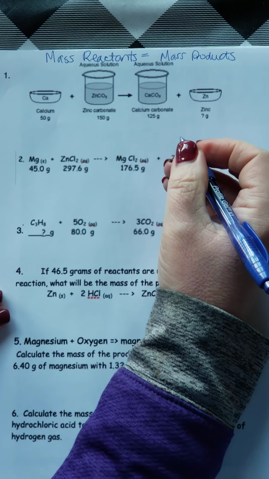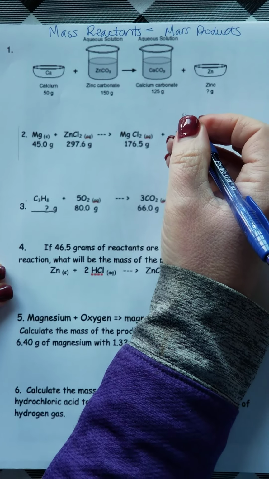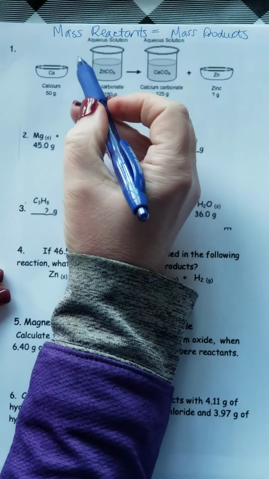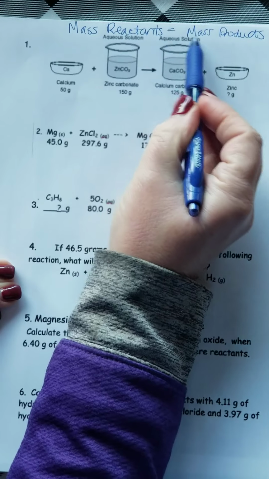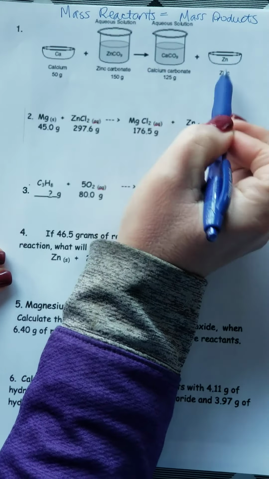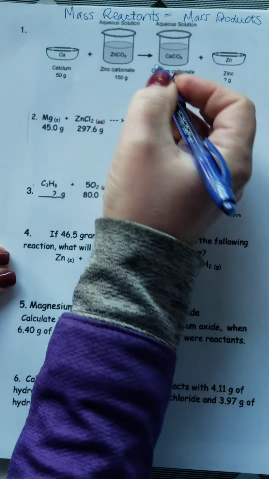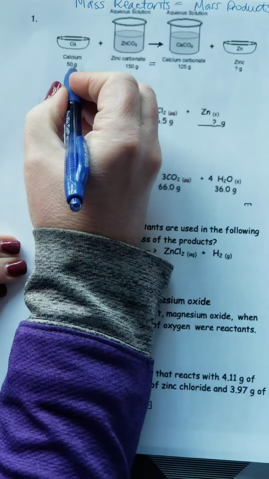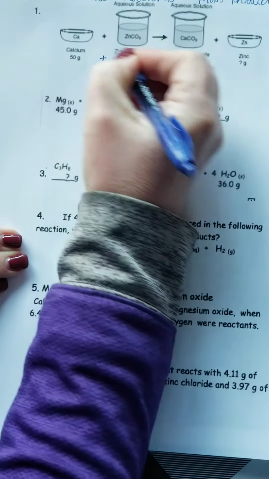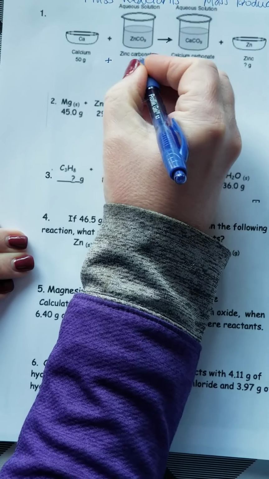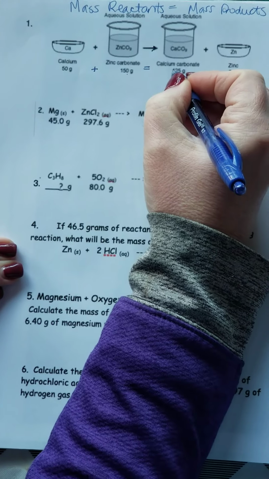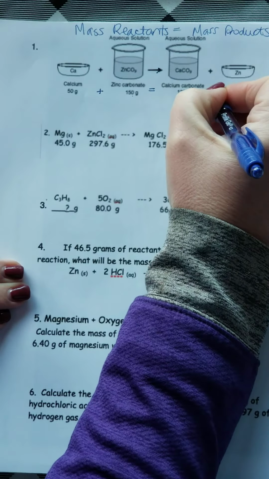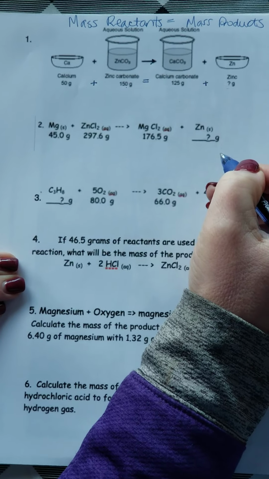We're going to be going over the conservation of mass and how that leads to balancing equations. The conservation of mass says the mass of the reactants must equal the mass of the products, and we're going to apply that to find unknowns. The arrow is where our equal sign will go. So 50 grams of calcium plus 150 grams of zinc carbonate will create 125 grams of calcium carbonate plus an unknown quantity of zinc.